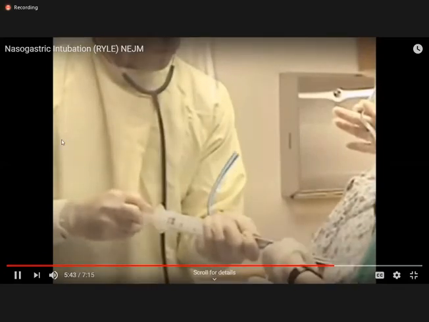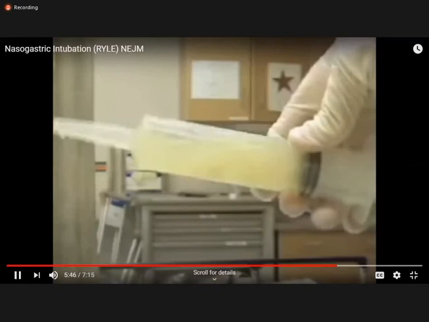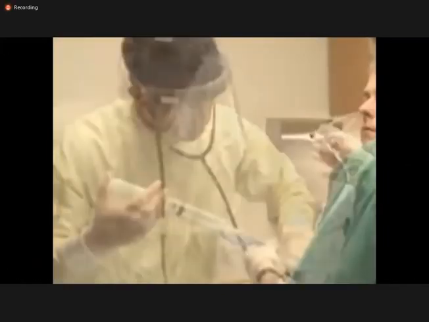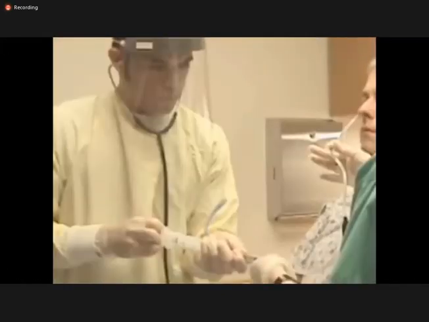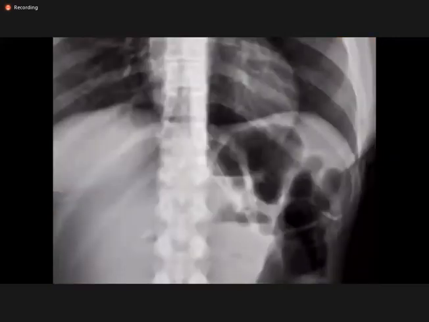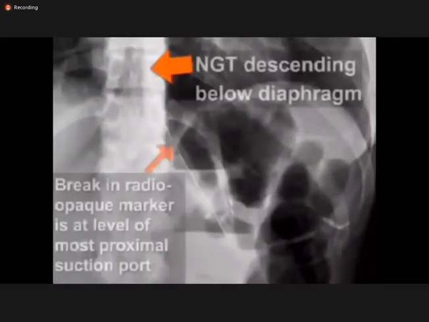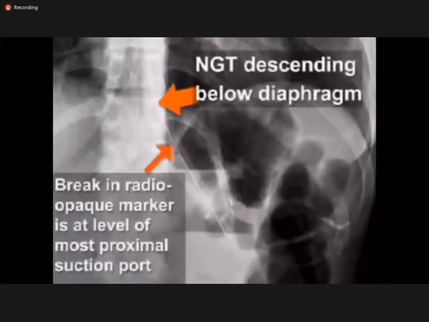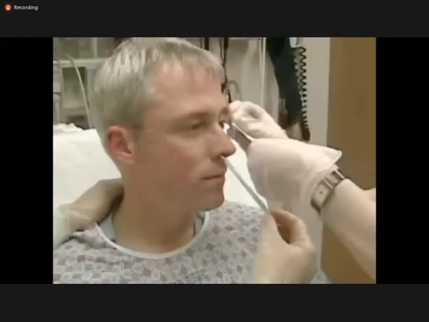Using the same syringe, aspirate the NG tube and ensure that it fills with gastric contents. It should be noted that auscultation and aspiration may occasionally provide false positive results. Therefore, radiographic confirmation of tube placement by visualizing the NG tube's descent below the diaphragm should be obtained prior to infusion of any substance, such as activated charcoal or oral contrast media.